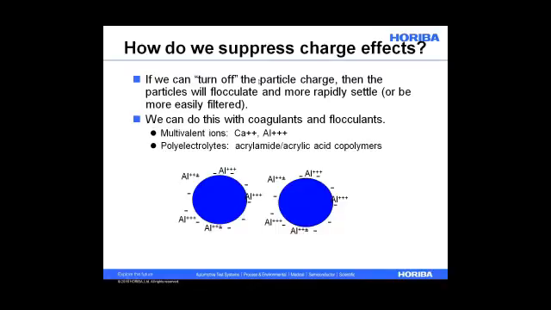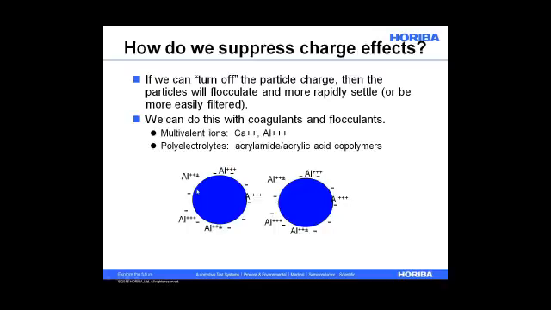So if I can turn off that charge, the particles will flocculate, more rapidly settle, or be more easily filtered. And that's a process I haven't talked about, but as you can imagine, it's easier to filter big particles than small ones. So we can use multivalent ions, calcium, aluminum, iron, or polyelectrolytes, acrylamide, acrylic acid copolymers.